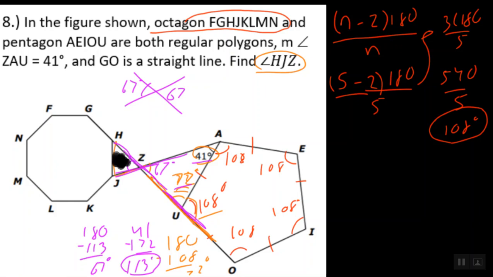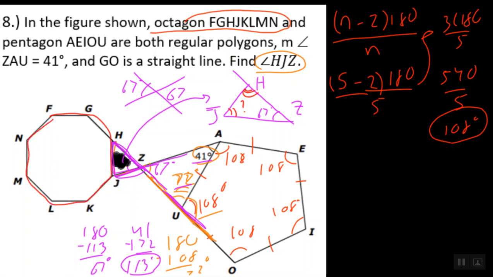What we really have is this triangle HZJ. I'm going to draw that right here: H, Z, and J. So I'm just redrawing that triangle. And we know that this angle right here was 67 degrees. And we want to find that angle. Well, the problem is we don't know that angle.